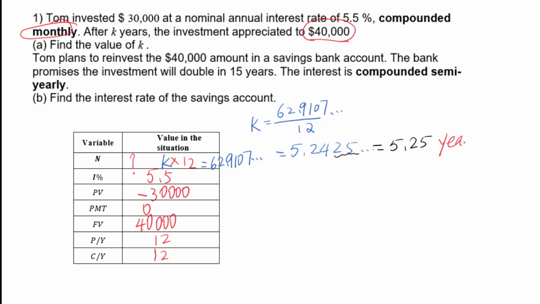5.25 years. Tom planned to reinvest the $40,000 amount in a savings bank account. The bank promises the investment will double in 15 years. The interest is compounded semi-yearly, which means the compounding period per year is 2. Find the interest rate of the savings account.